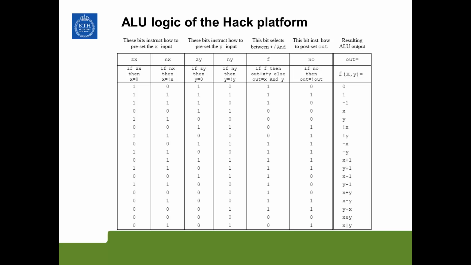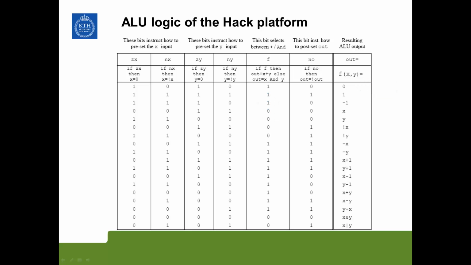So if you take here, for instance, a constant 0 coming out, then it's created by setting this zx control variable to 1, so x is 0, and nx to negate x. Then also y is set to 0 and not negating that. Then f is x plus y, so we add 0 and 0 together, and then we do not negate the output, and therefore we get the 0.